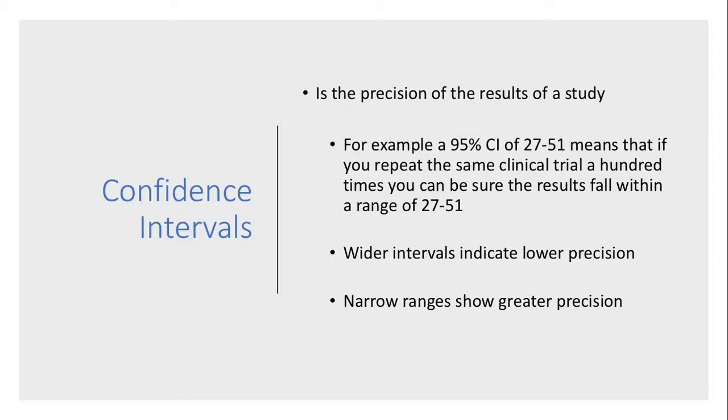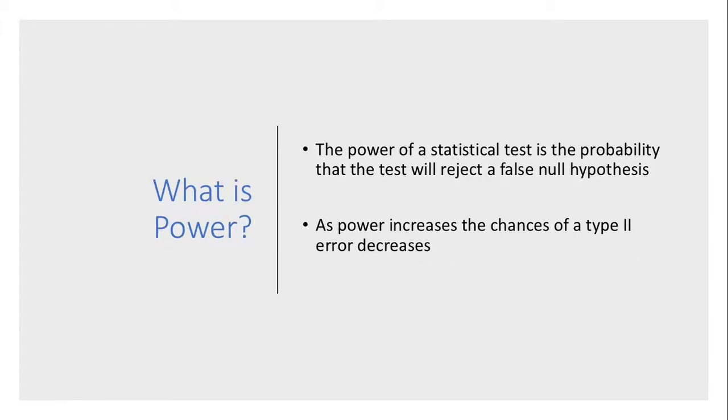So wider intervals indicate a much lower precision, whereas narrow ranges have much greater precision. And typically, when you have larger sample sizes, you tend to see much narrower confidence intervals. And in power, just as we go back to it, the power of a statistical test is the probability that the test will reject the false null hypothesis. So as power increases, the chances of a type 2 error decrease.